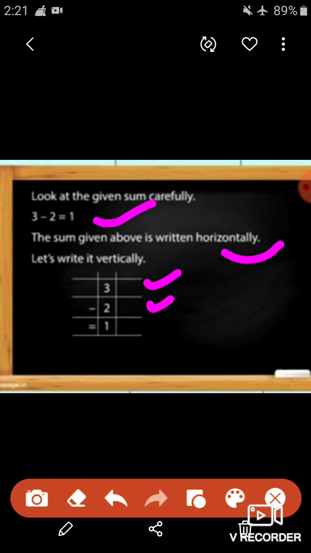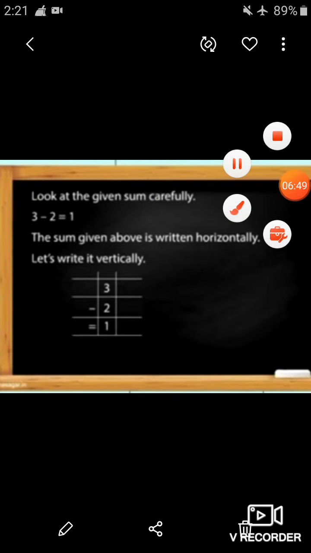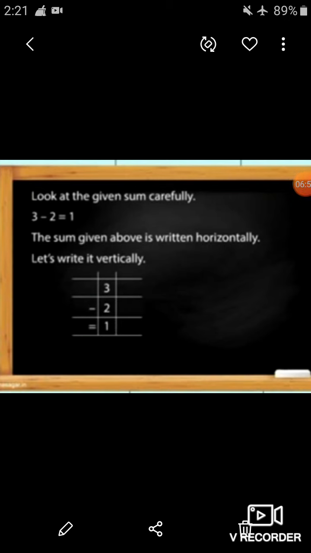3 minus 2 equals, so students, 1, 2 and 3. So students, we have to cut 2, 1 and 2. So we get the number 1. So here the answer is 1. 3 minus 2 equals 1. I hope the concept of addition and subtraction is clear to you.